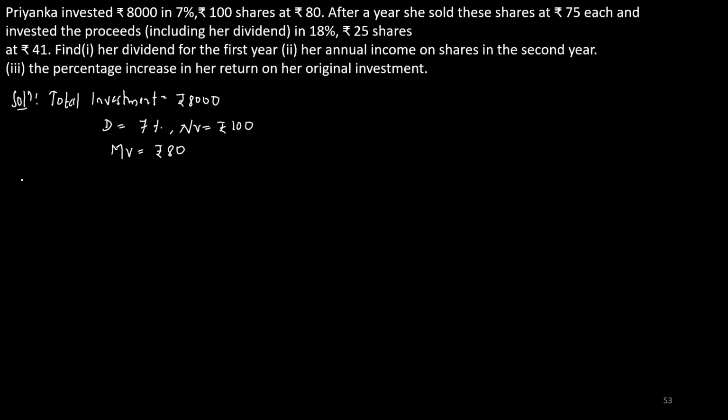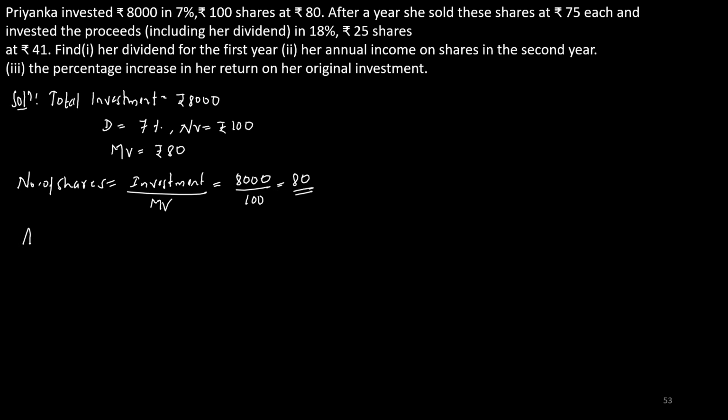So now let us find out her dividend for the first year. We can find out the dividend only if we know the number of shares. So first let us find out the number of shares. Number of shares purchased is equal to total investment divided by NV of a share, that is 8,000 rupees divided by 100. So I get 80, the number of shares she has purchased.